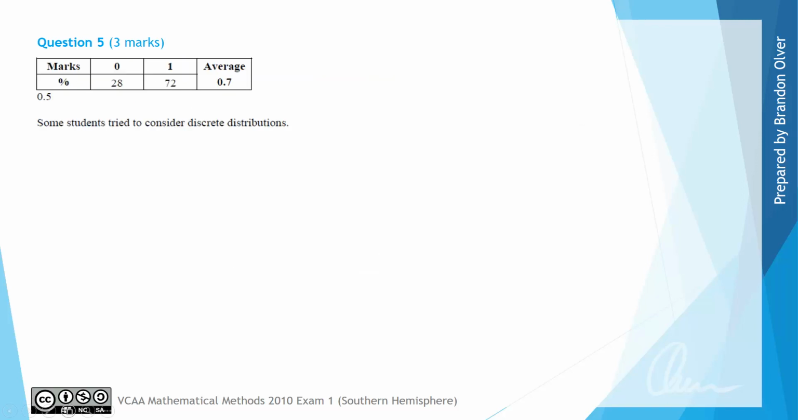So this question was reasonably well done by students, with 72% of students getting it correct. Those that didn't get it correct often tried to consider a discrete distribution rather than the continuous normal distribution which was given in the question.